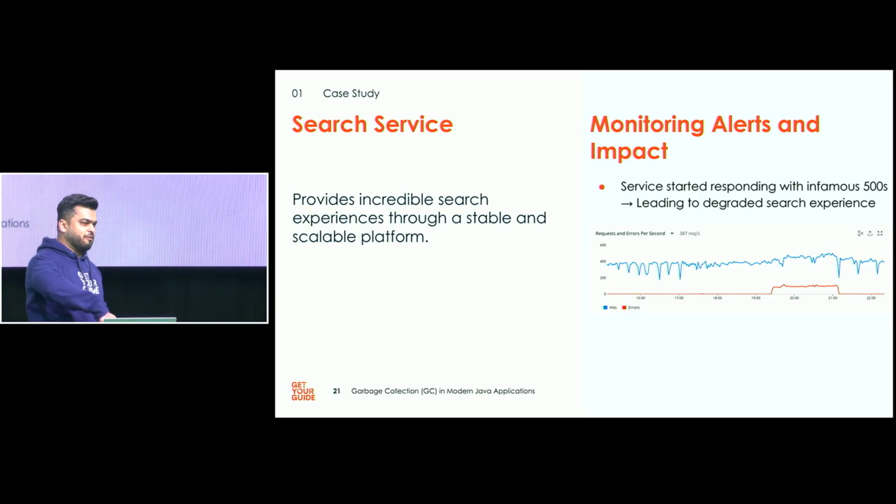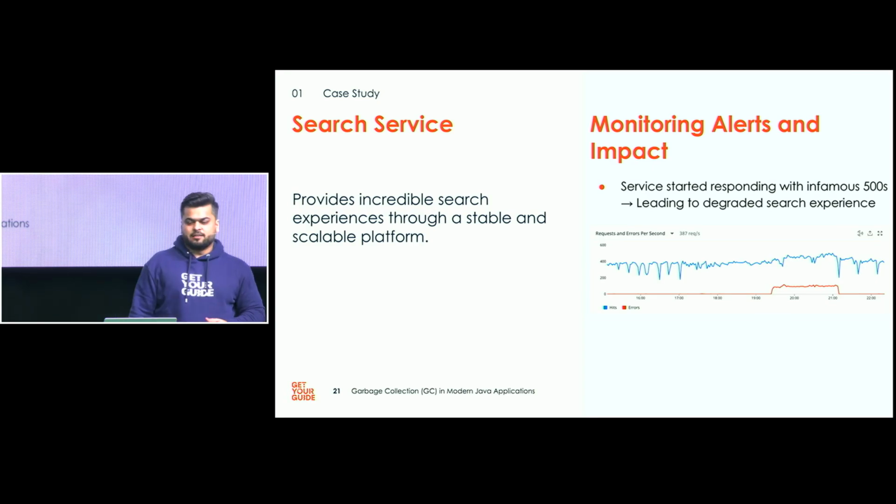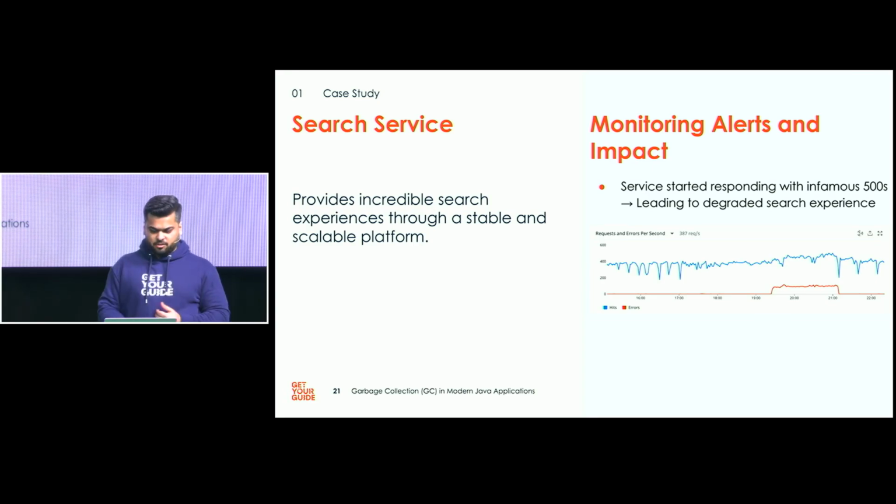Next one, the infamous 500 errors. We saw a spike of 500 errors coming in, which you can translate to customers not being able to get back the search results that they expect.